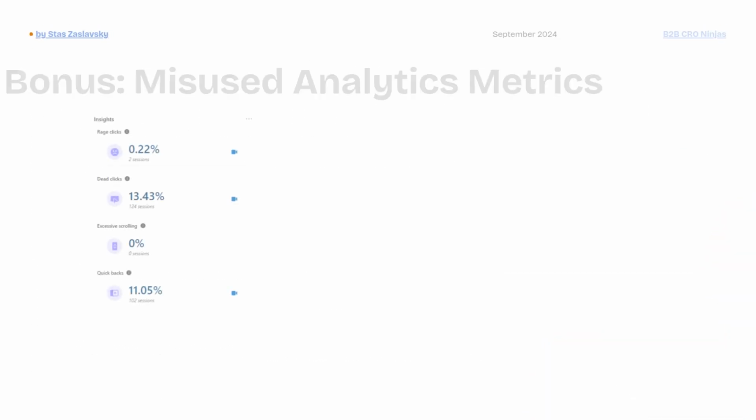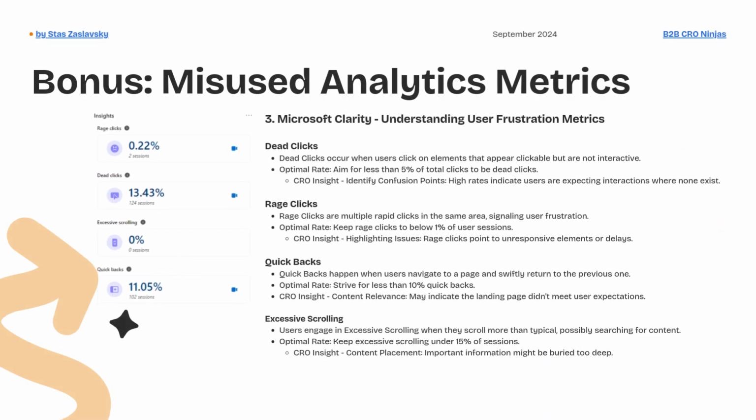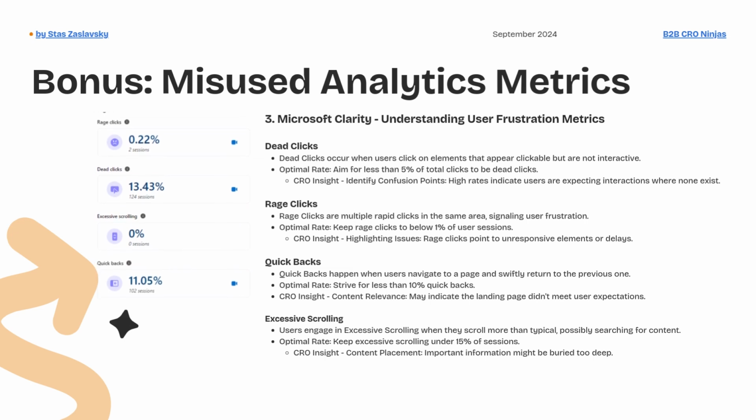Microsoft Clarity provides key frustration metrics that help identify areas of confusion or frustration for users. Dead clicks happen when users click on something that appears clickable but isn't. You want less than 5% of clicks to be dead. High rates suggest confusion, where users expect interactivity that doesn't exist. Rage clicks occur when users click rapidly in one area, signaling frustration with unresponsive elements. Aim for less than 1% of sessions to include rage clicks. This highlights delays or broken elements that frustrate users.